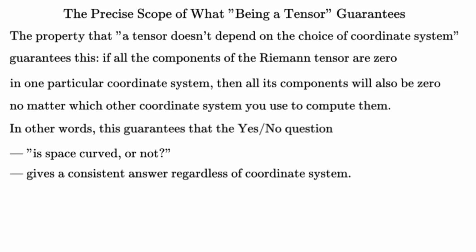The precise scope of what being a tensor guarantees. The property that a tensor doesn't depend on the choice of coordinate system guarantees this. If all the components of the Riemann tensor are 0 in one particular coordinate system, then all its components will also be 0 no matter which other coordinate system you use to compute them. In other words, this guarantees that the yes-no question, is space curved or not, gives a consistent answer regardless of coordinate system.